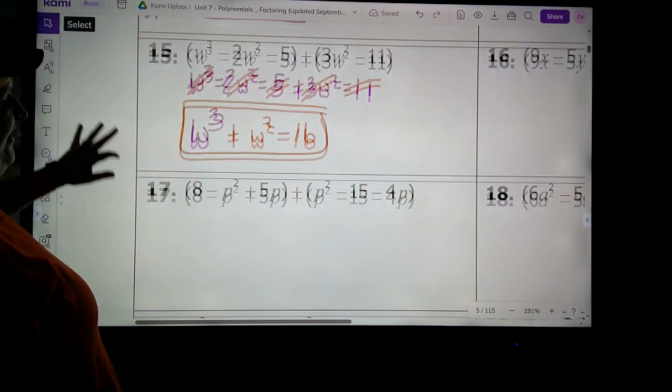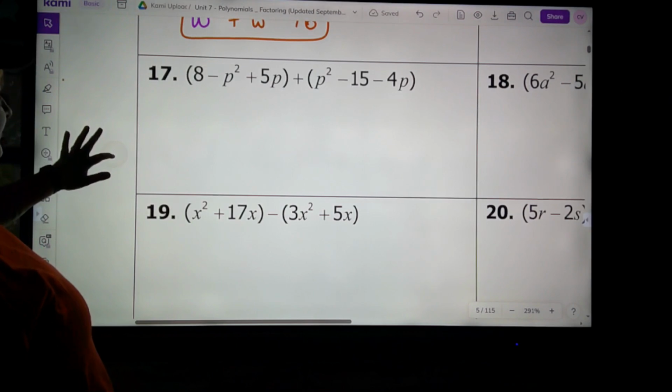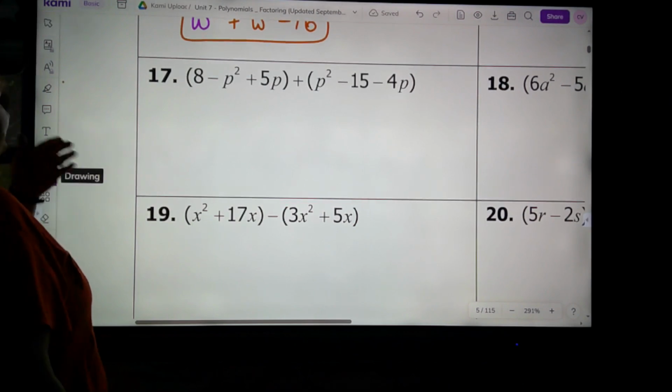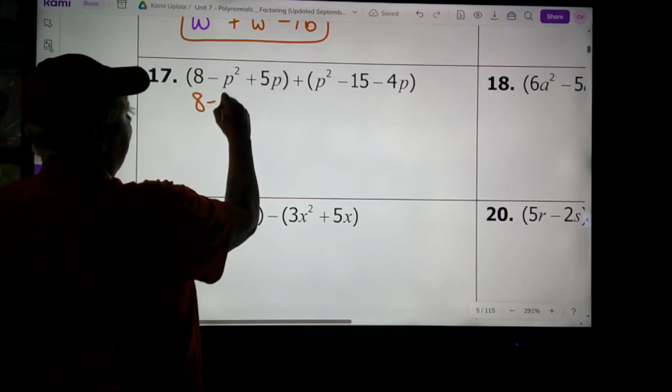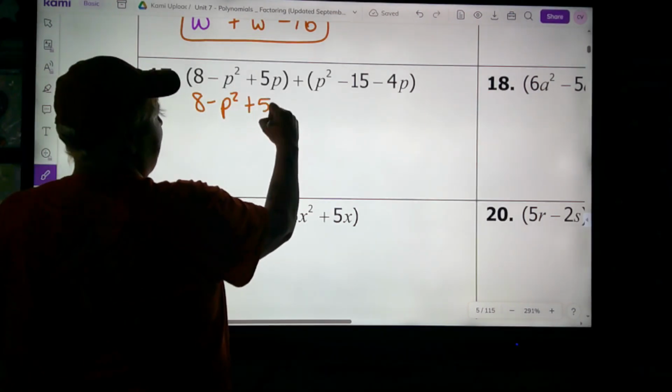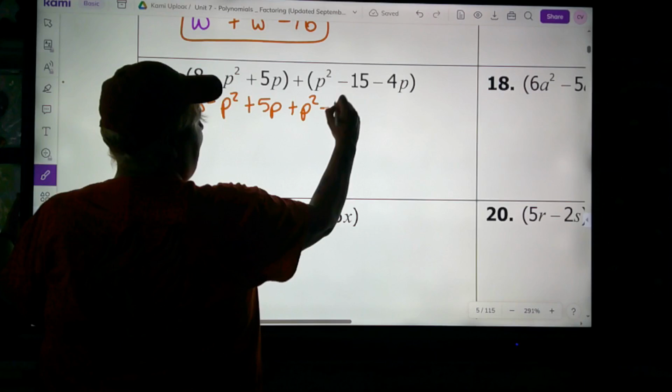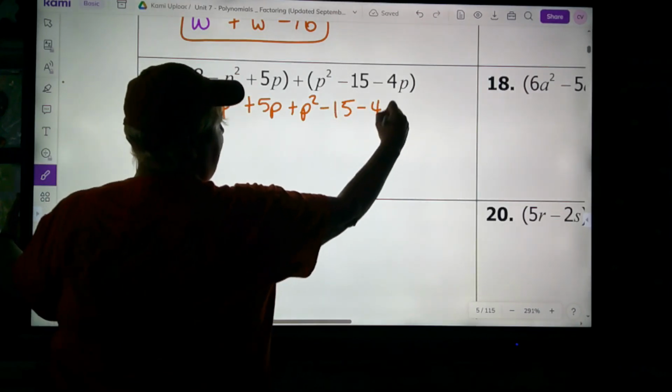Can't wait till we get one that has multiple variables. Eventually. All right, still a plus sign. Drop it down. P squared plus 5p plus p squared minus 15 minus 4p.